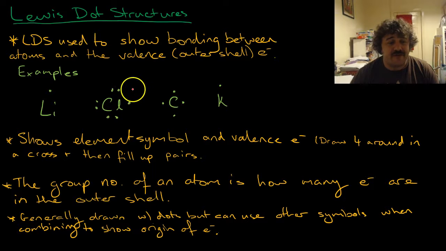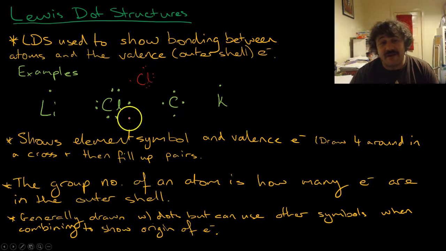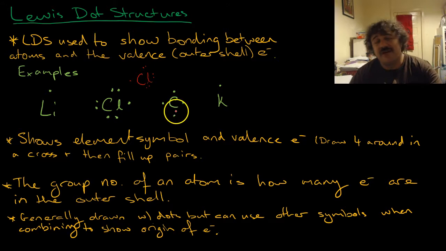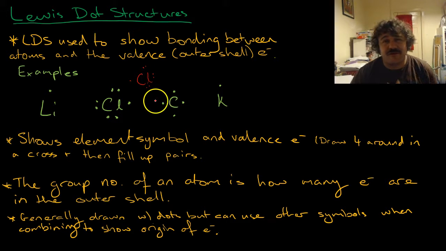So the way we should have drawn chlorine looks like this: 1, 2, 3, 4, 5, 6, 7. It's just the easy way to do it, or you can go the other way, it doesn't matter. That's what I did here: I started 1, 2, 3, 4, and then went 1, 2, 3. The group number of an atom is basically how many electrons will be in the outer shell. So this is in group 7, that's in group 1, that's in group 1, that's in group 4. It's different, of course, with the transition metals.